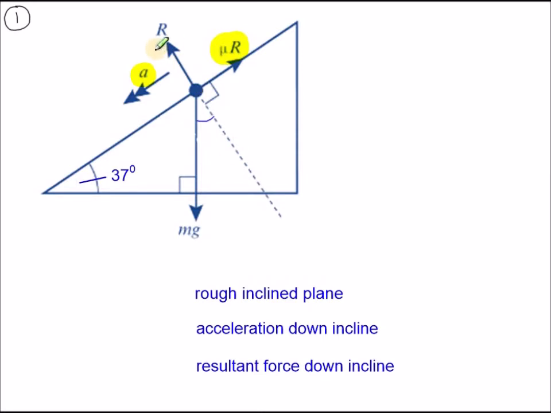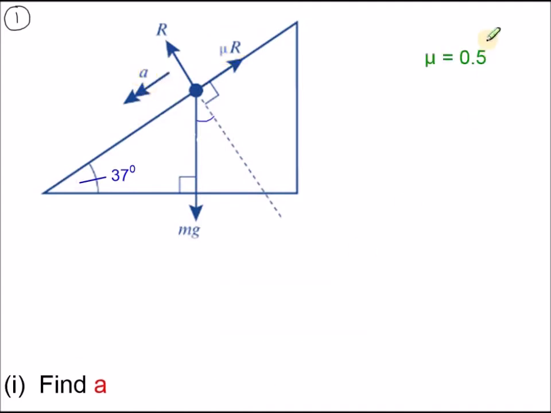So to calculate the value of the acceleration, which is our first objective, we need to resolve forces parallel to the incline and perpendicular to the incline. Our first objective is to work out R. Once we have R, we can work out friction. When we have friction, we can look at forces parallel to the incline and use F equals ma to calculate the acceleration. The coefficient of friction is 0.5, and that's given.